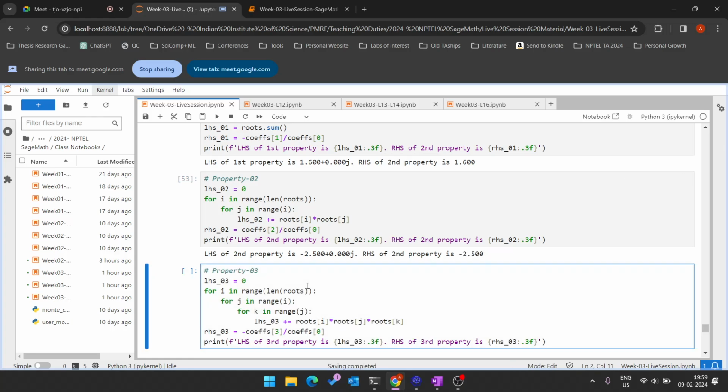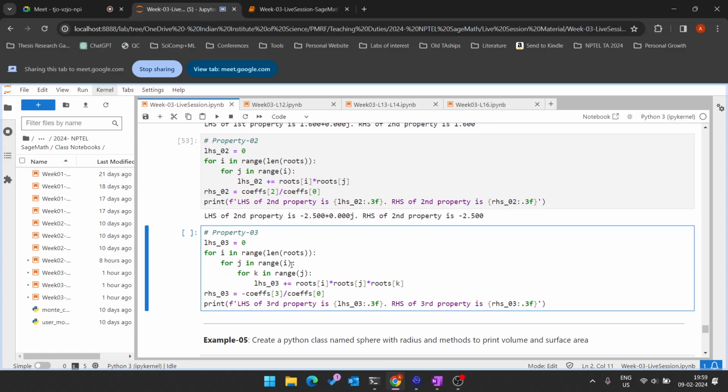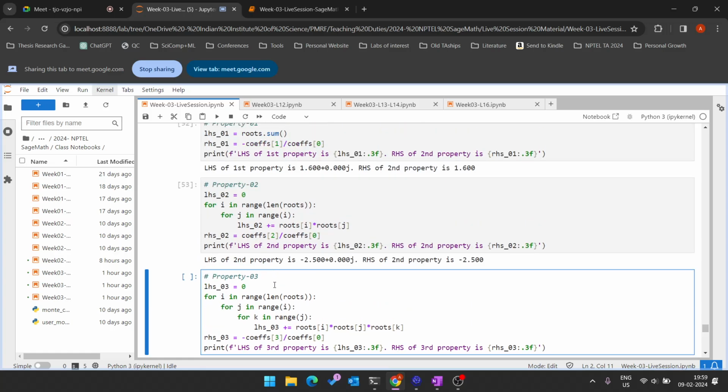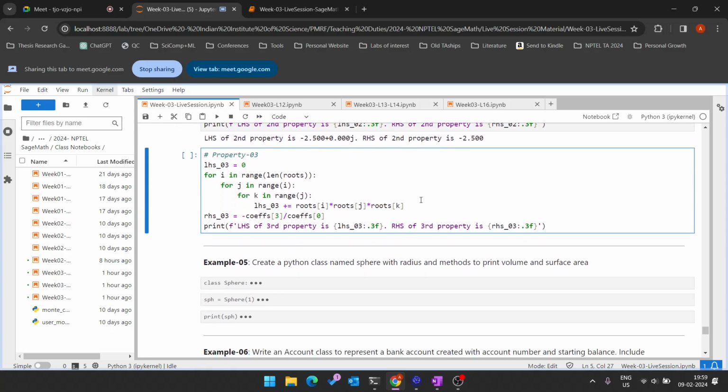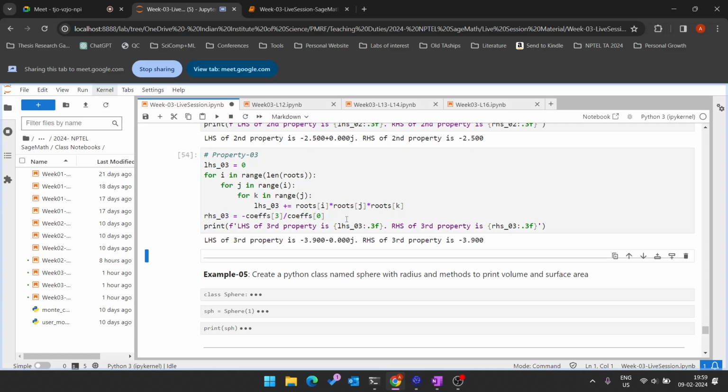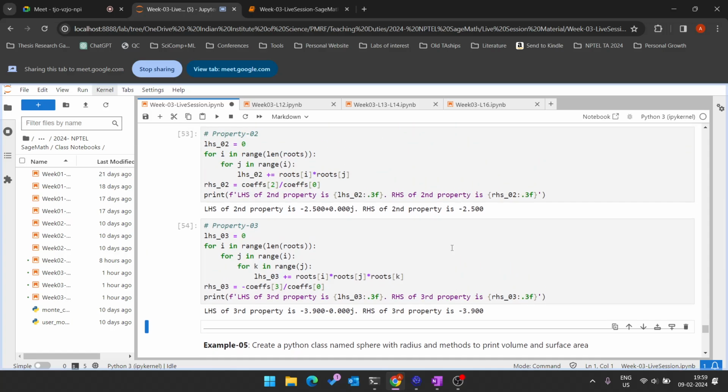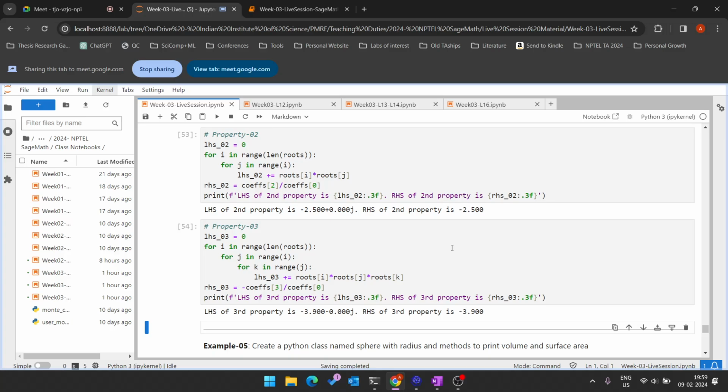Finally, the third property, again the same thing: alpha_i, alpha_j, alpha_k with i greater than j greater than k. With this in mind, I run over and add all the triple multiplications and check it with the ratio of coefficients. Okay, you can see that everything is spick and span. All three properties are satisfied properly.